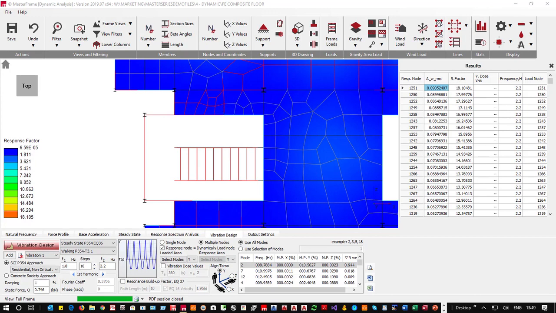Someone's asking, why did we limit the maximum frequencies to 30 Hertz? We limit it to 30 Hertz because we're way outside the 4th harmonic of frequencies that are important to stairs and walking, as set out in the SCI publication.